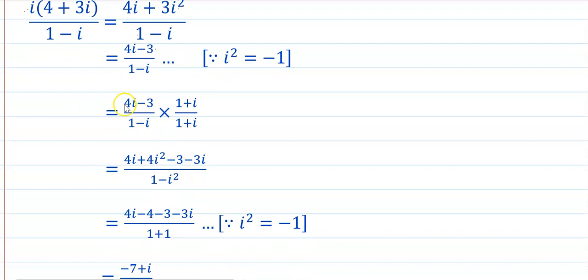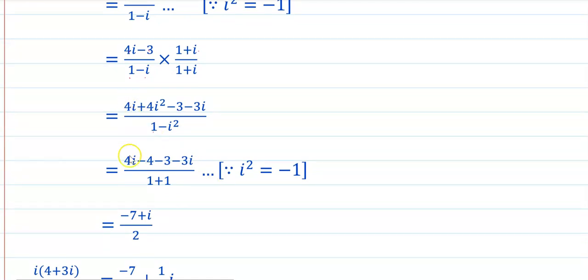Next multiplication. 4i minus 3 into 1 plus i. 4i into 1, you are getting 4i. 4i into i, here 4i square. Minus 3 into 1, minus 3. Minus 3 into plus i, minus 3i. Next, 1 minus i into 1 plus i. Then what you are getting? a square minus b square means what? 1 minus i square. But what is i square? i square is minus 1. Next, simplify this. 4i square. i square is minus 1. 4 into minus 1, that is minus 4.